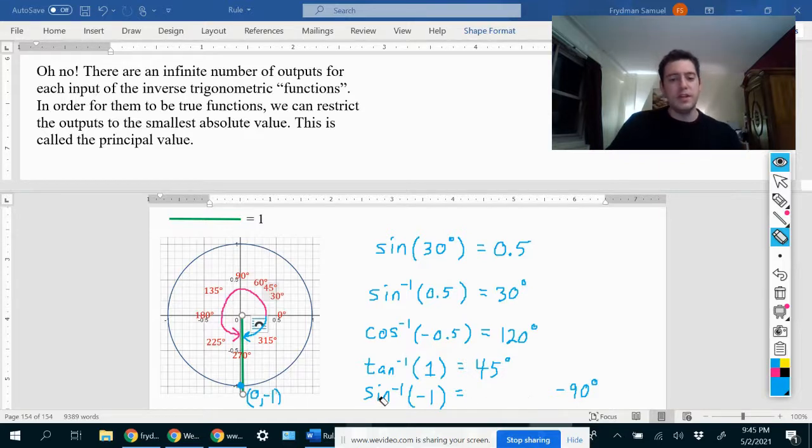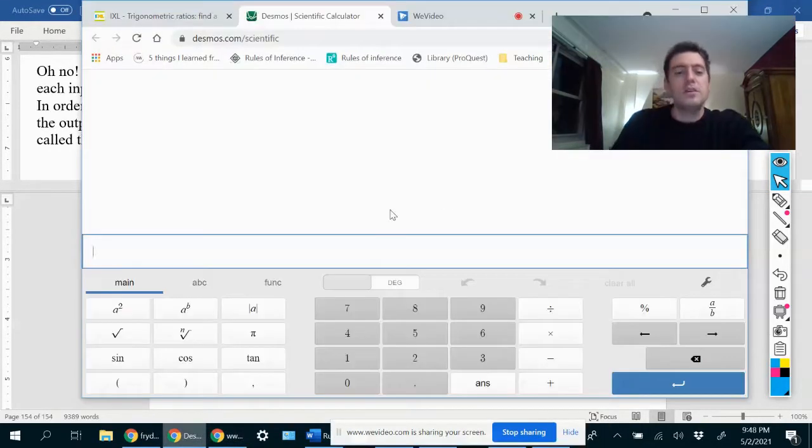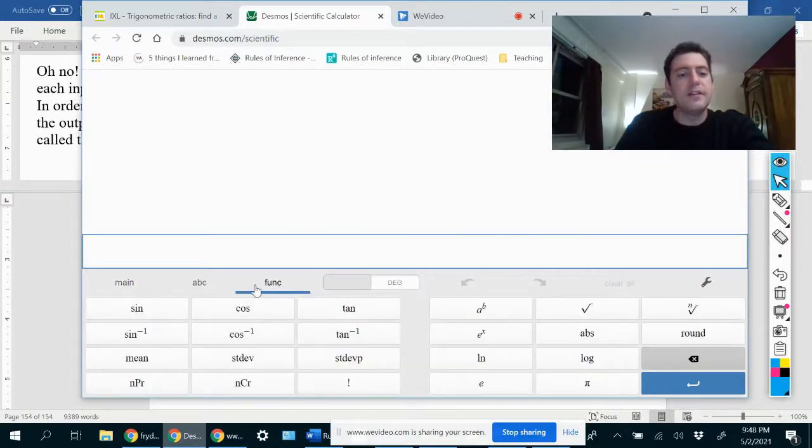So if you were to put the inverse sine of negative 1 into a calculator, it's not going to give you all of those other values, most likely. Again, it depends on how it's programmed. But it would probably give you just one answer of negative 90. So let's go ahead and do that. So I am in the Desmos calculator now. So you can go to desmos.com/scientific. And to switch to the inverse trigonometric functions, you have to click on this button here that says function. And then let's find inverse sine.